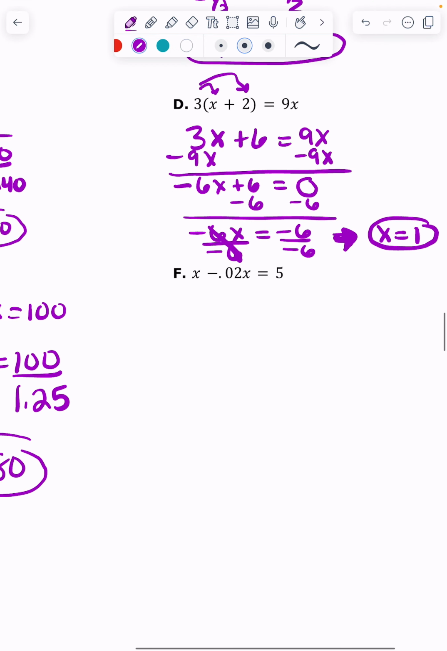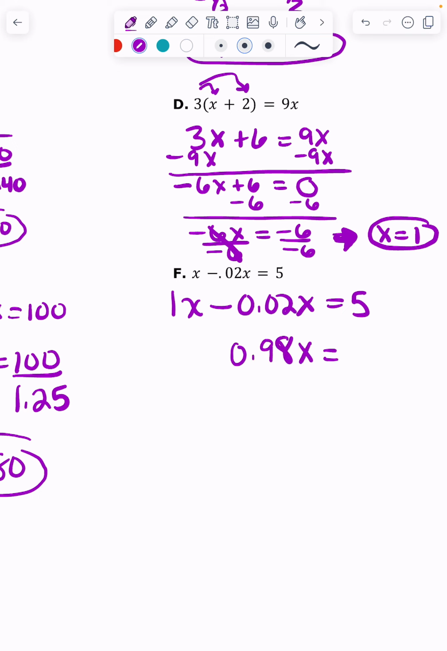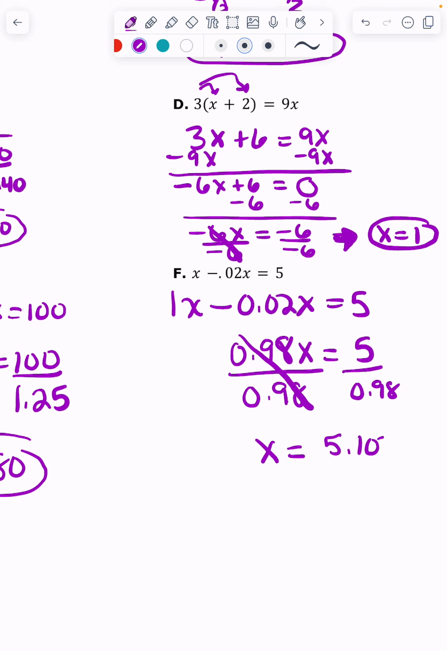All right, and then our last example, again, I like to write it as 1 minus 0.02x equals 5. You'll notice I stuck the 0 in front of the decimal again. And that is, if you combine those like terms, 1 minus 0.02 is 0.98x. And then divide both sides by the 0.98. So the 0.98 divided by 0.98 is just 1. So I get x equals 5.102.